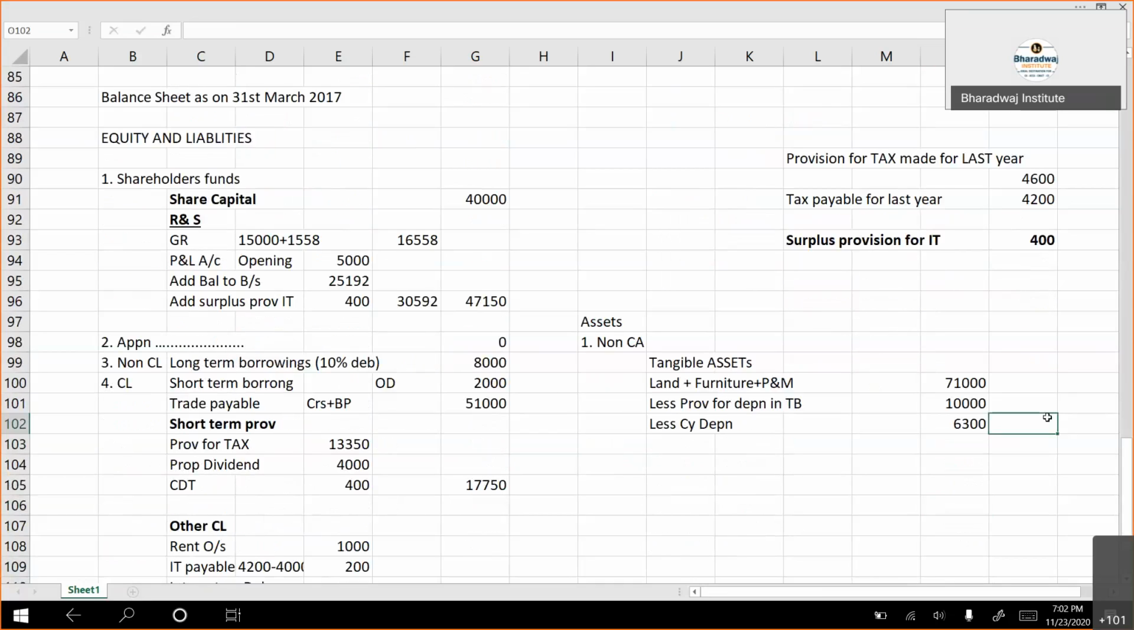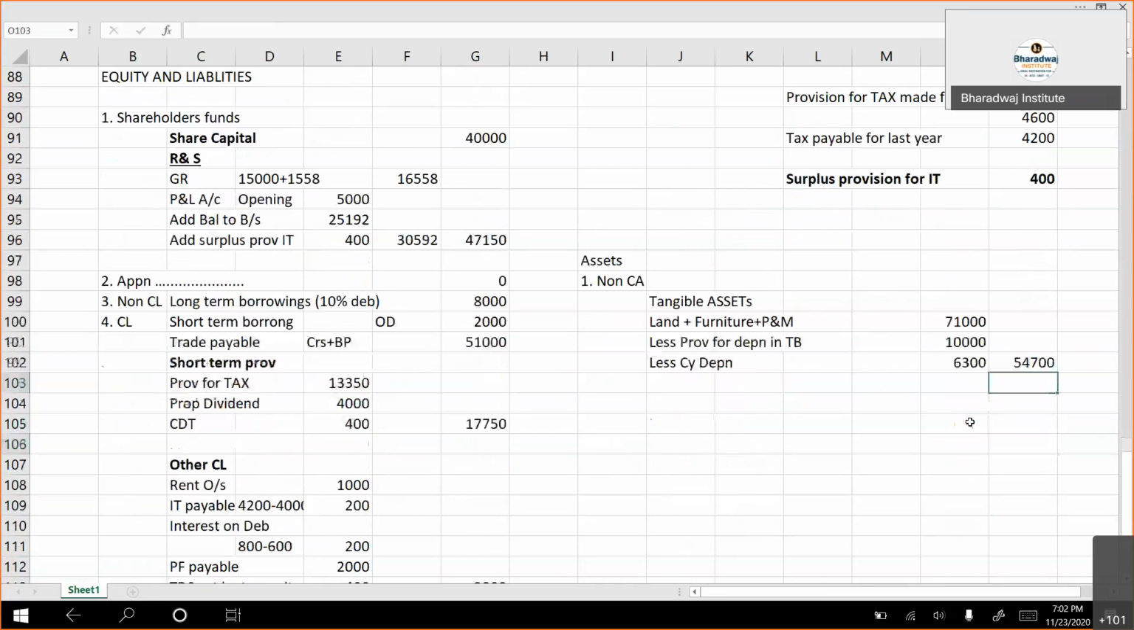So this will give us the closing balance. 71,000 minus 10,000 minus 6,300. 54,700 is the balance. This is tangible assets. Intangible assets, that is copyright, 18,000 less amortization. How much? 2,000. So 16,000 will come in the outer column. That is for intangible assets.